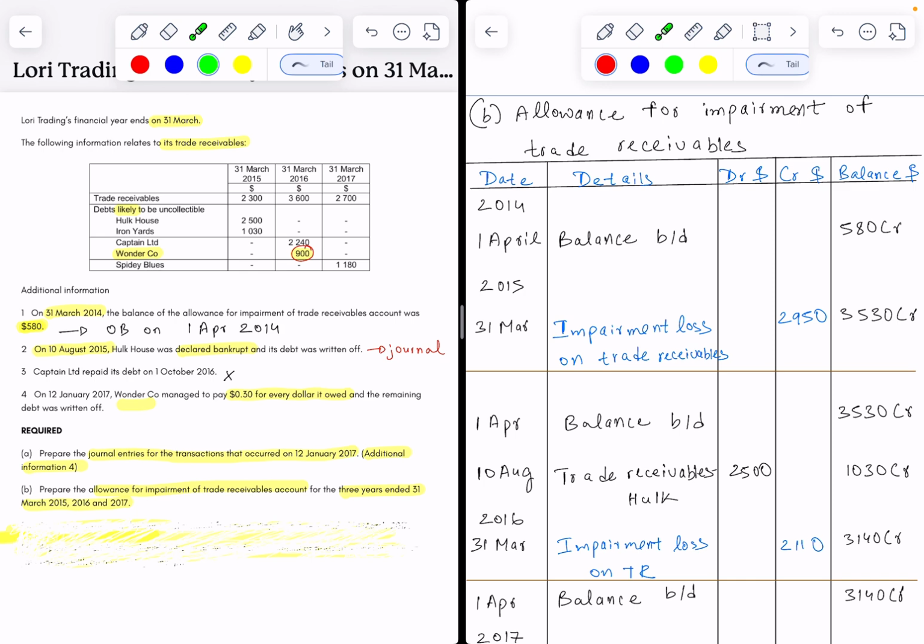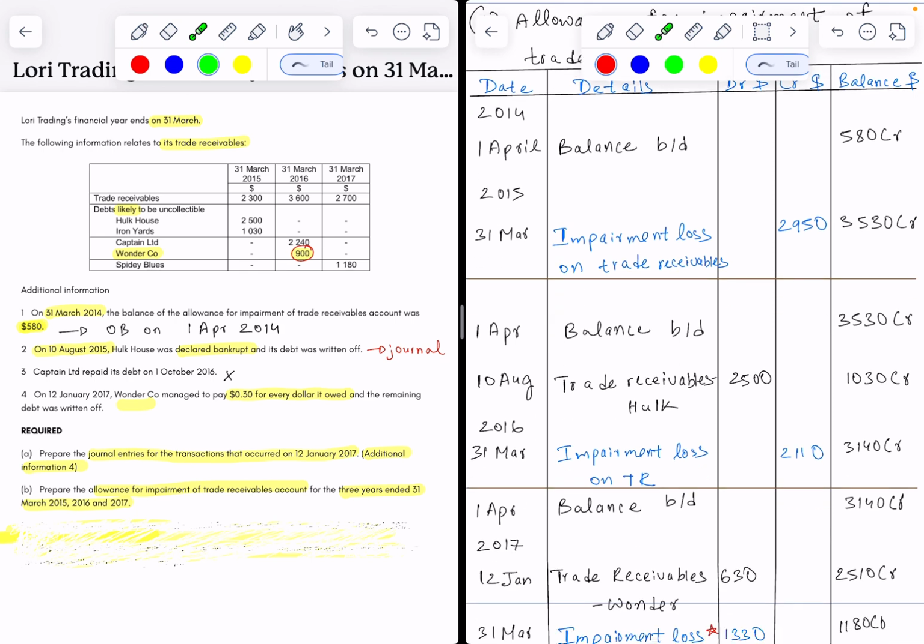Now, we are moving to the new financial year starting 1 April 2015, and we will have an opening balance of $3,530 credit, which is basically carried forward from previous financial year, okay? All right, so let's look into the events in this financial year. All right, so for this financial year, based on transaction number 2, on 10th of August 2015, Hulk House was declared bankrupt and its debt was written off.